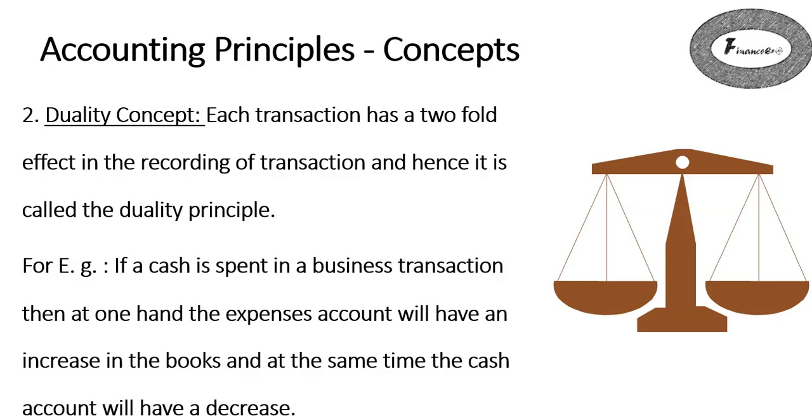So what is happening? While making a cash purchase transaction, two things are happening. Two accounts are getting impacted. One is the expense account, which is increasing, and second is the cash account, which is decreasing. So this is called the duality concept, so that two accounts are getting affected with one transaction, and this gives birth to the concept of double entry system in accounting.